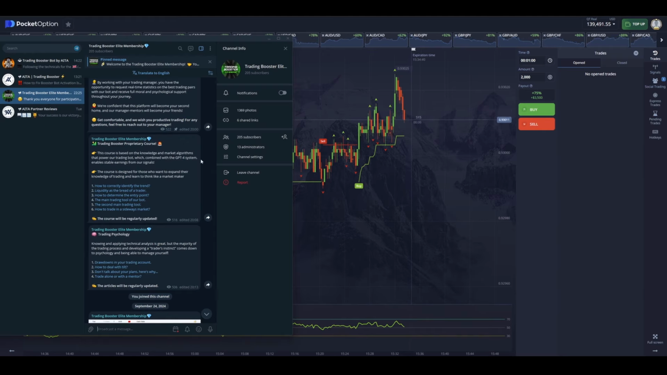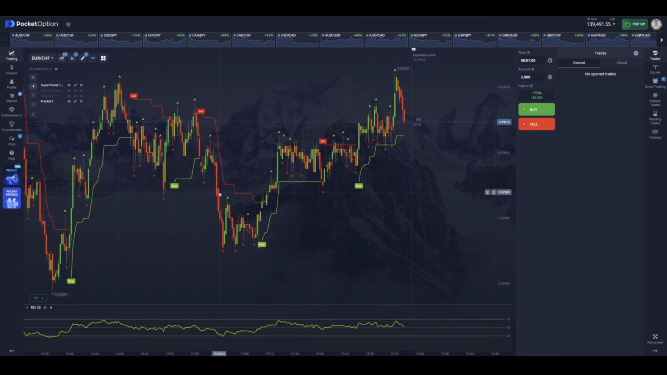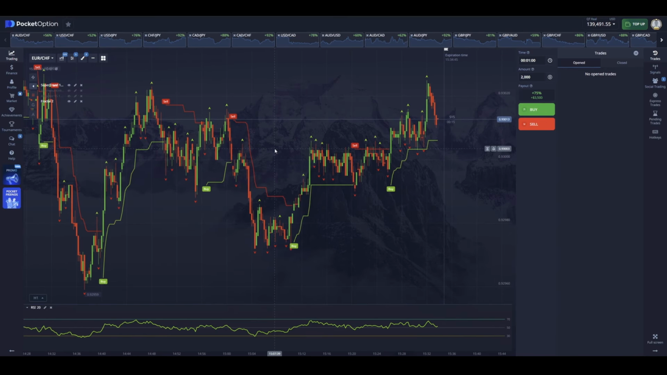I hope you figured out how to use the strategy. I've shown all the settings and all the entry points. All that's left for you is to repeat and apply it to your own chart.